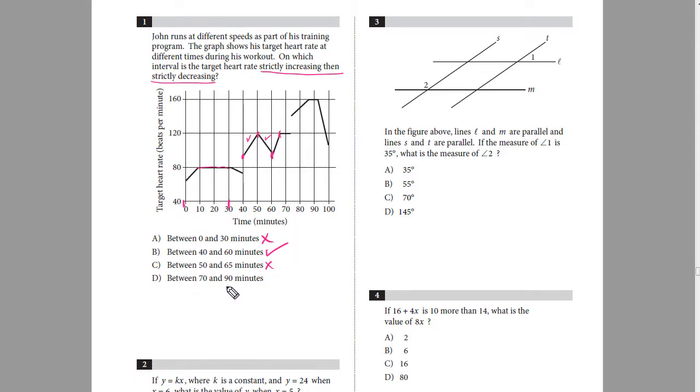Now between 70 and 90, from 70 to 90, it is increasing from around 75 to 85, and then it is remaining constant. So it is only increasing but not decreasing. So this is the wrong option. So we have the correct option as option B.